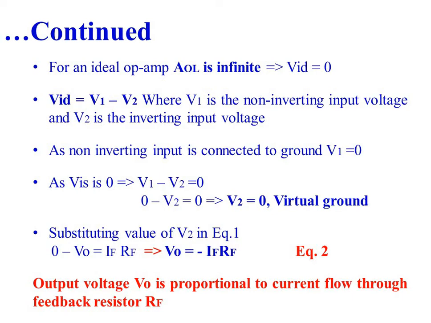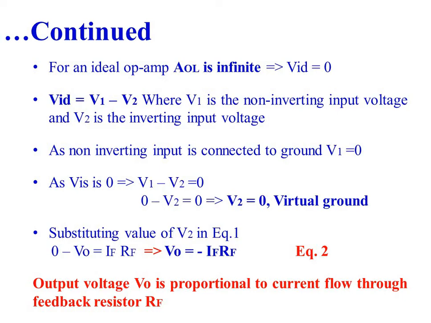As the non-inverting input is connected to ground, V1 is equal to 0. As VID is equal to 0, that means V1 minus V2 is equal to 0. So V1 is equal to 0 as it is connected to ground. 0 minus V2 is equal to 0. That means V2 is equal to 0 and this condition is called virtual ground.